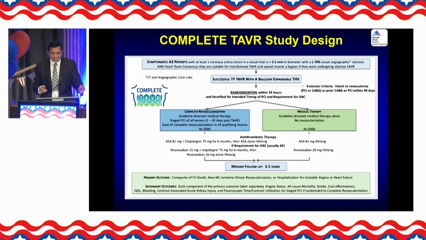And now we have a randomized trial coming up called Complete TAVR, which we are also a part of, where we are randomizing all these patients to PCI first, followed by TAVR, or TAVR with just medical therapy. So don't do anything to these coronary diseases. Medical therapy versus the stents, and everyone gets a TAVR.